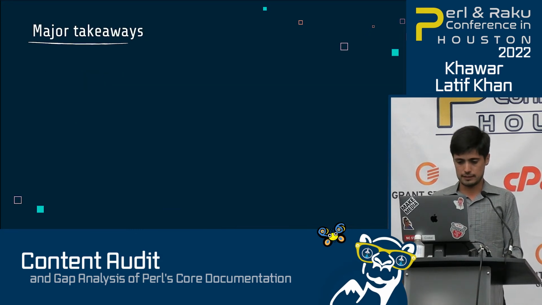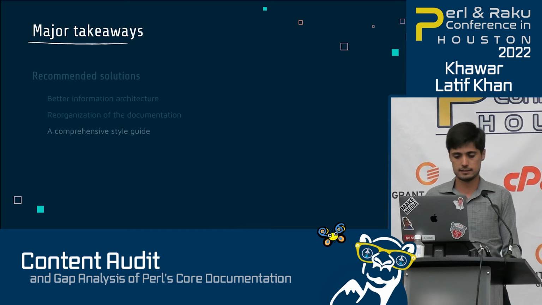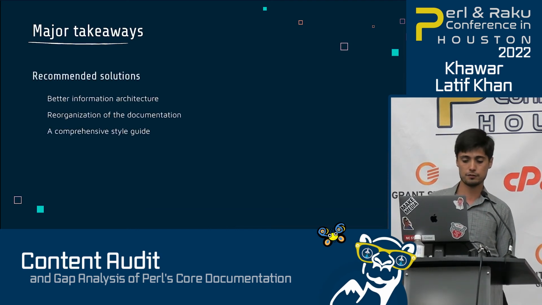To summarize some of the major takeaways, the solutions that we recommended at the end of the project were to use the proposed information architecture, which is something that's not set in stone. Of course, it's going to change as new documents develop. So use that as an inspiration and then create a better information architecture. Reorganize the documents in a way so that the users can easily interact with it and navigate with ease.